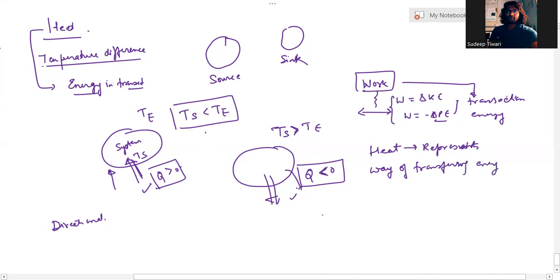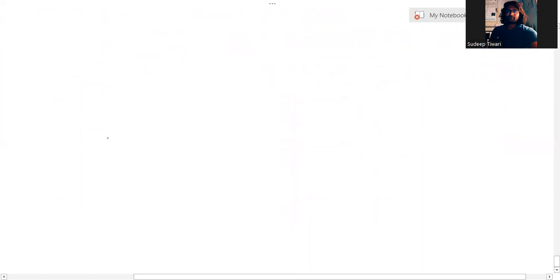Understand that neither work nor heat are intrinsic properties. That is, nobody would say that this amount of heat is contained in the system. We also have to remember that heat and work, unlike pressure, volume, and temperature, are not state functions.